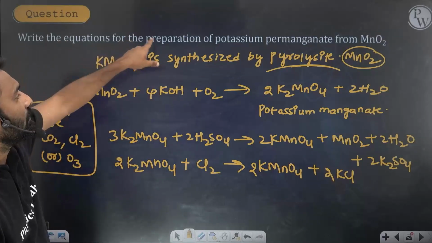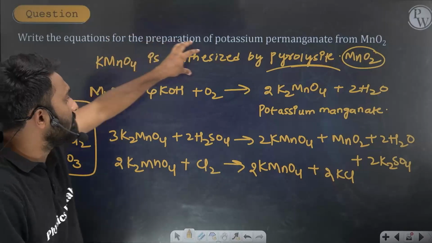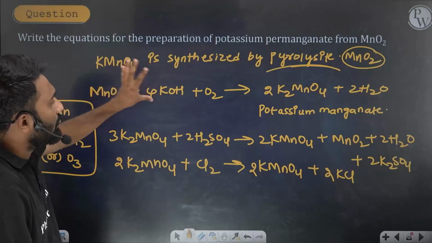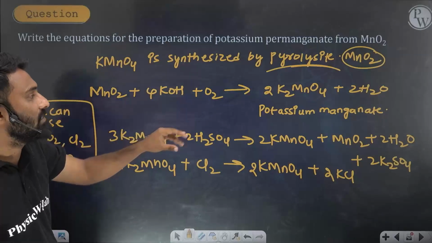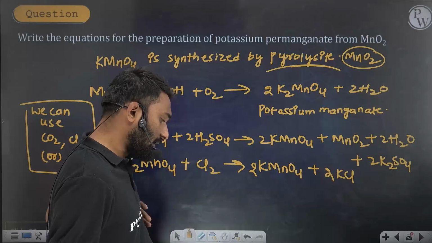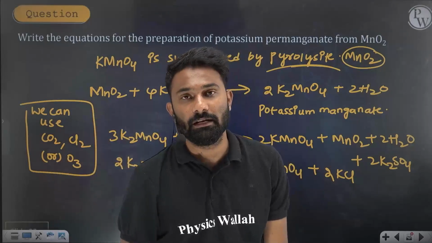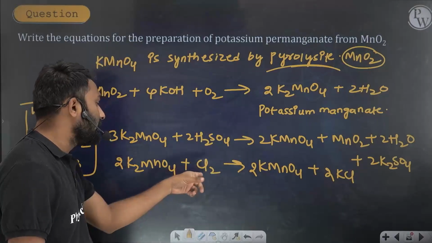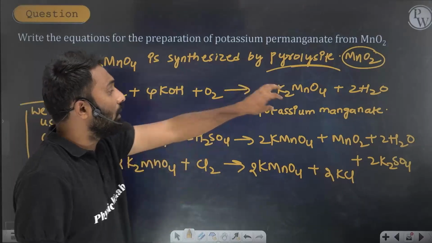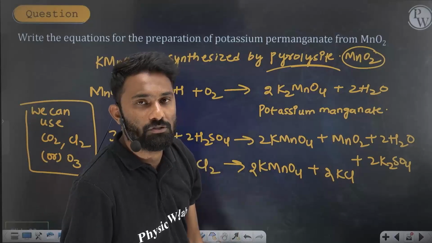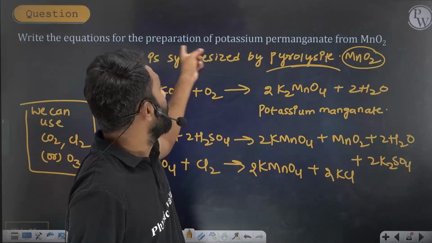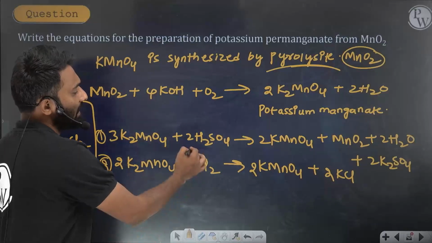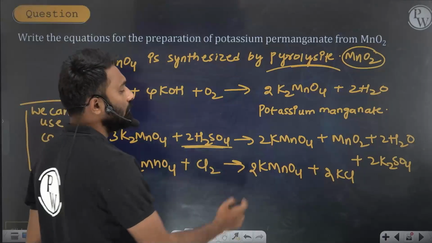If they ask to write the equation for the preparation of potassium permanganate, it is synthesized from pyrolusite, whose cheap ingredient is MnO2. MnO2 with 4KOH plus O2 gives potassium manganate. From potassium manganate we can prepare potassium permanganate by the electrolytic method, by reacting with H2SO4, or by reacting with Cl2. Since they ask for equations, this is reaction 1 and this is reaction 2. Potassium manganate reacting with concentrated H2SO4 gives potassium permanganate.